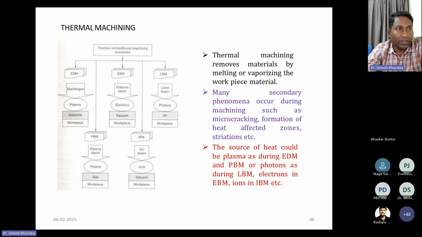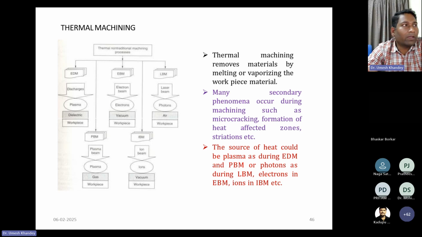Next one, the source of heat could be plasma as during EDM and PBM, or photon as during LBM, electron in EBM, ion in IBM. So these are some of the non-conventional machining examples of thermal machining type.